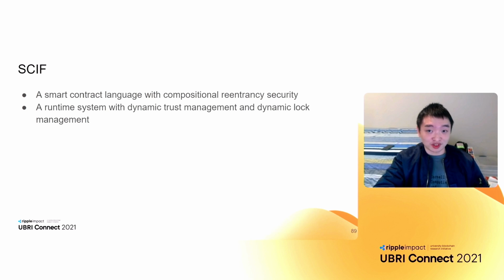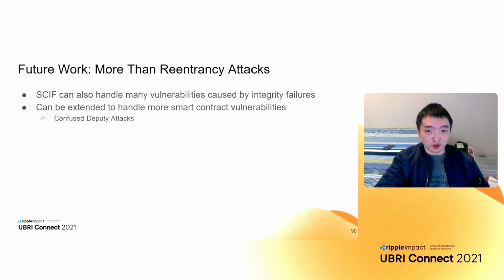So as a conclusion, I introduced Skiff, a smart contract language based on SCIF, providing compositional reentrancy security. And we talked about Skiff's runtime system managing dynamic trust and dynamic locks. Skiff can handle reentrancy attacks. More than that, because Skiff applies information flow control techniques, it is able to naturally handle many other integrity failures and trust failures. And many important smart contract vulnerabilities are also integrity failures or trust failures through the lens of IFC. So I believe SCIF can be extended to handle more smart contract issues, such as confused deputy attacks. And in the future, we look forward to improving it. So hopefully, programmers can write more secure smart contracts.